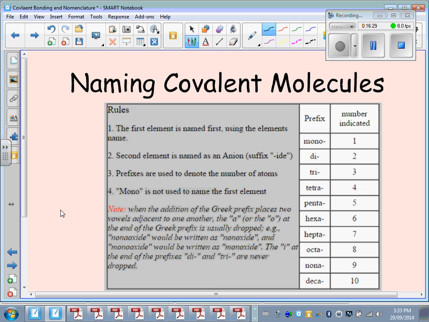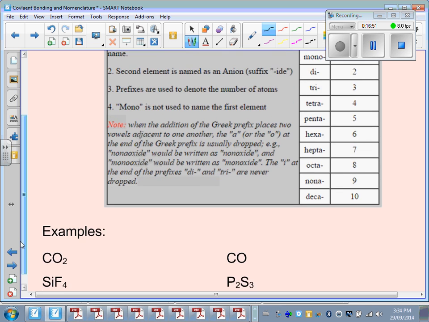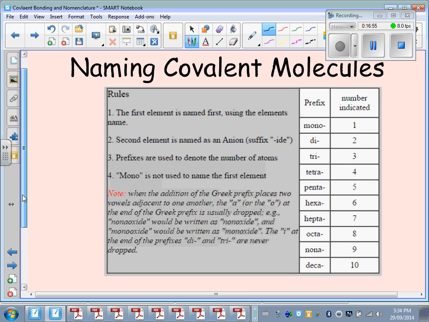Now, naming covalent molecules is quite simple. The first element is named first. The second element is named using the suffix "ide." That is also the anion. Always second is the anion, which is the negative one. And prefixes are used to denote the number of atoms. Mono is not used to name the first element, but it will be for the second element. And the numbers on the left represent how many of the atom you have. So if you've got 2 atoms, you use the prefix di. If you've got 3, you use tri.